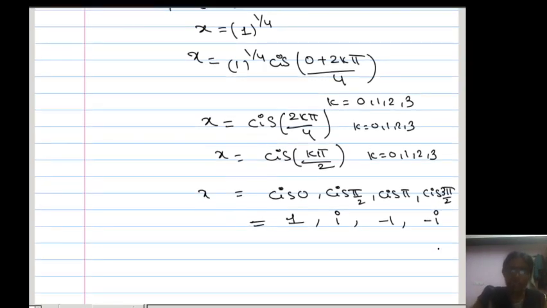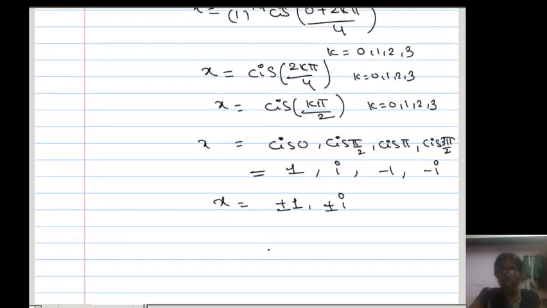So what are the solutions now? X values are plus or minus 1 and plus or minus i. These are the four solutions, nothing but the fourth root of unity. So that is our second bit.